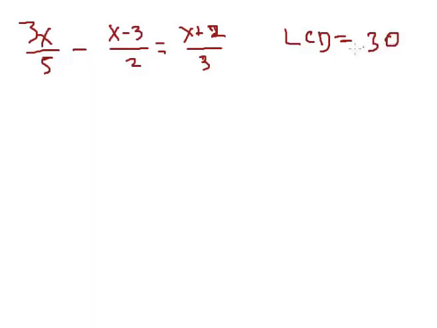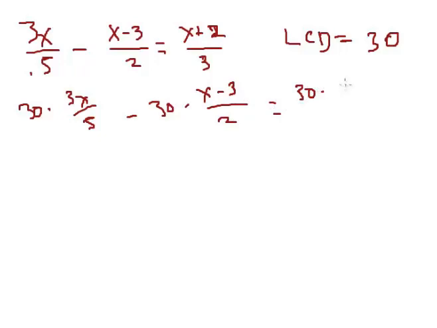One way you can find a common denominator is by multiplying them all out, 5 times 2 times 3. That doesn't always give you the least common denominator, but it gives you a good start. But 30 here is the least common denominator. So I'm going to multiply all of these terms by 30. 30 times 3x over 5 minus 30 times x minus 3 over 2 equals 30 times x plus 2 over 3.